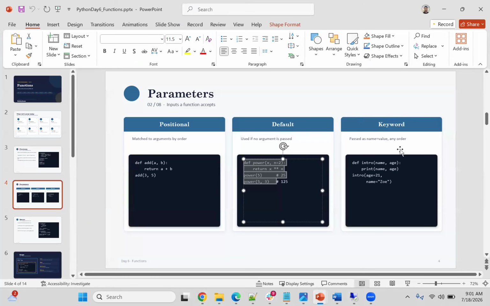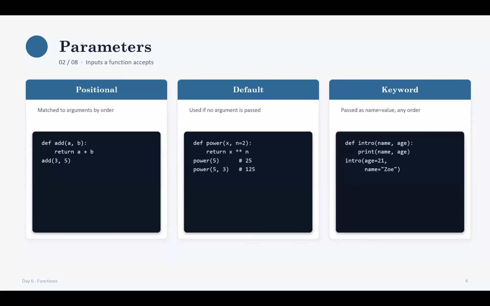So this is our keyword, basically keyword interchanging. Pass a name as value, in any order. If you provide the name of the parameter in the argument itself, then regardless of their position, it will work. But if you're not giving the name of the argument, then it won't work.